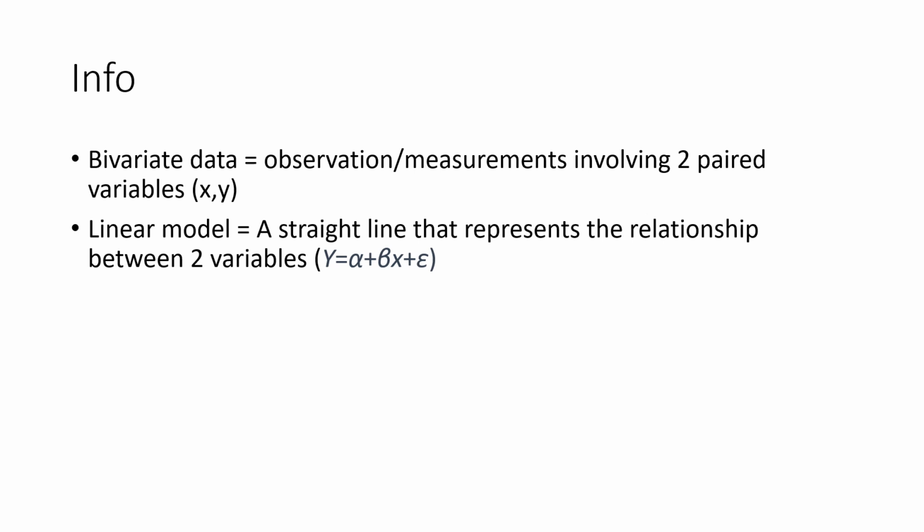So just to clear up any confusion, bivariate data are observations involving two paired variables, like height and age, they relate with each other. And a linear model is a straight line that represents the relationship between two variables. Similar to how in Higher or Nat 5 maths, you did y is equal to mx plus c. We have a similar one where we have this epsilon as well, and we'll get to that later.